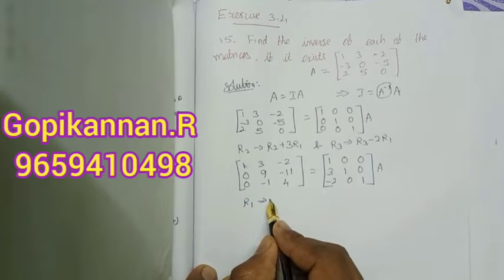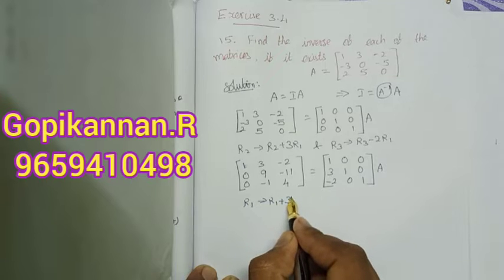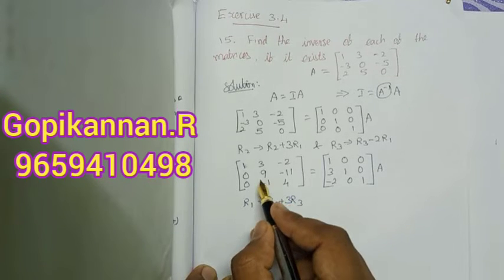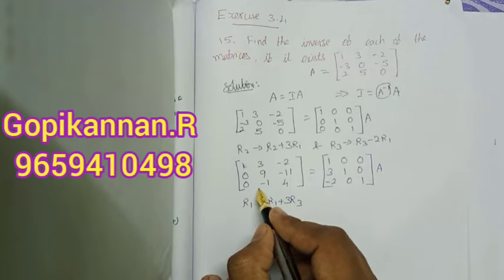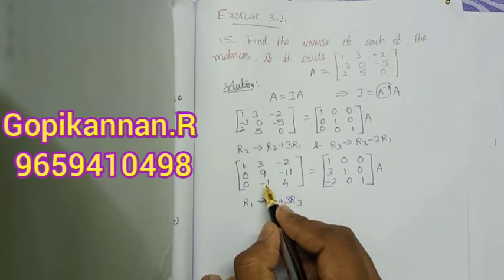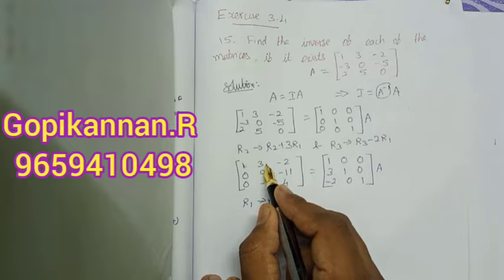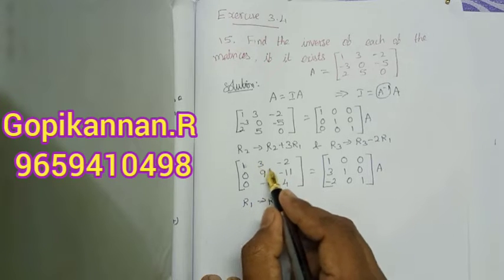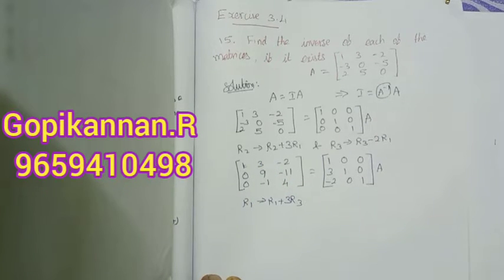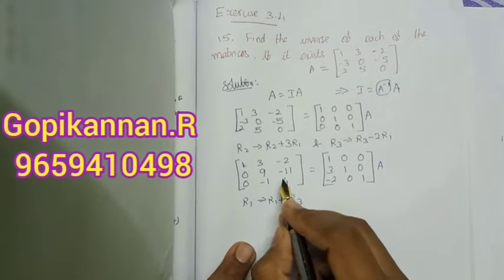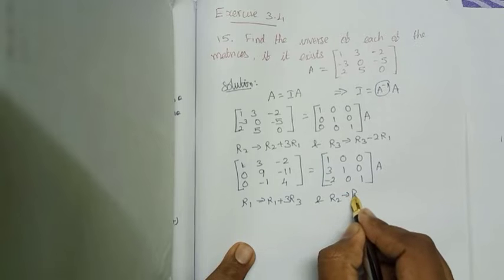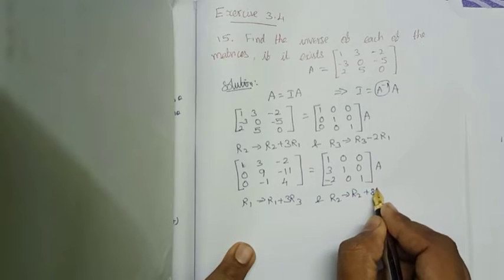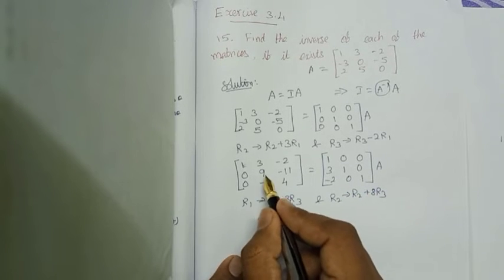R1 implies R1 plus 3R3, because here minus 1 is there, here 3. So we multiply the third row by 3 and add it to the first row. We get this entry as 0. Next, R2 implies R2 plus 8R3. We change the entry to 1.